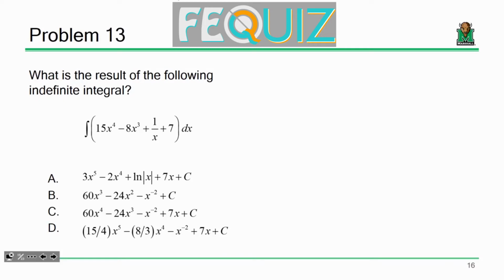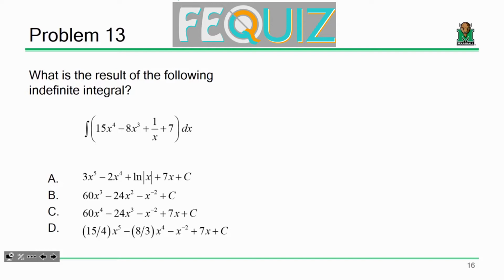What is the result of the following indefinite integral? Without doing any calculations, I want somebody to tell me what the answer is. Okay, you got D. What are you saying? Now, why are you saying A?